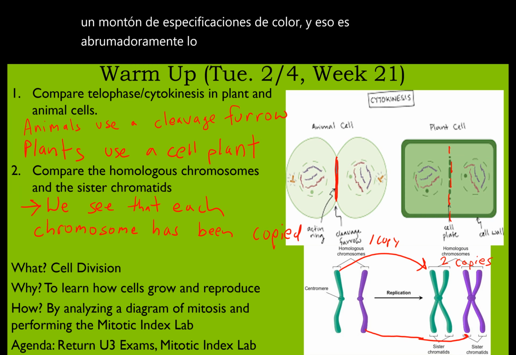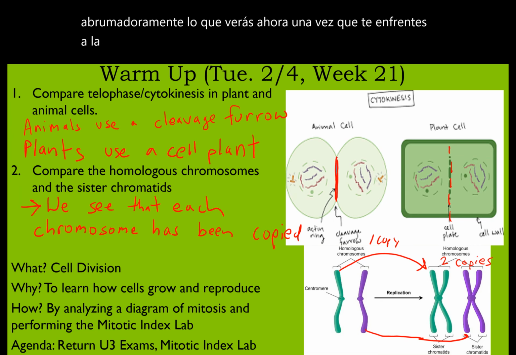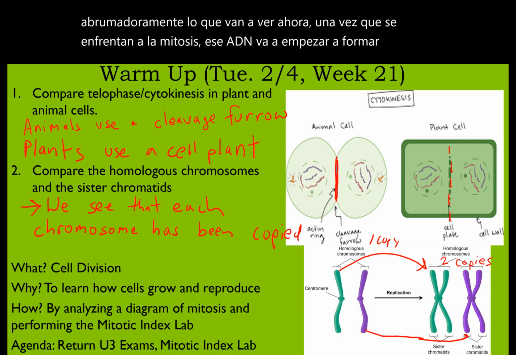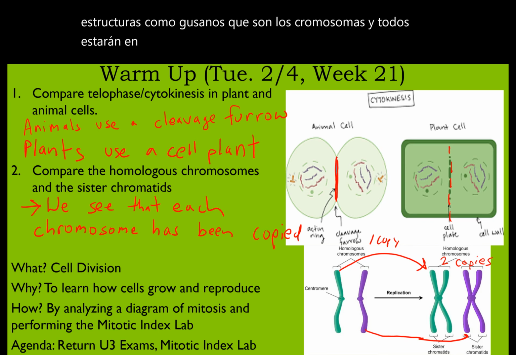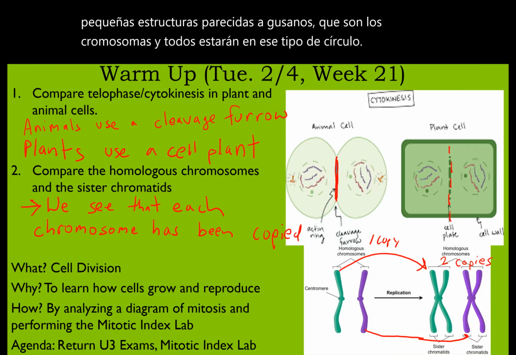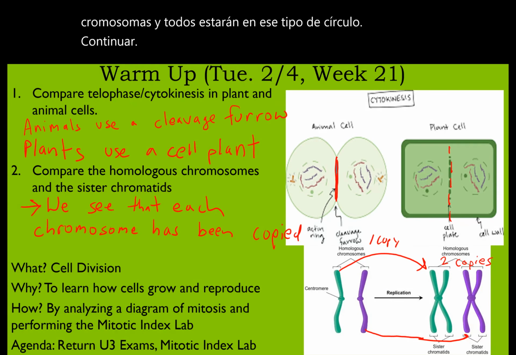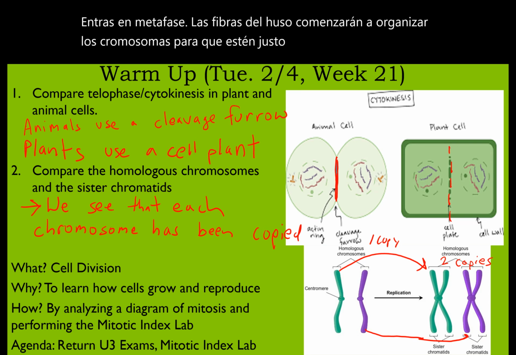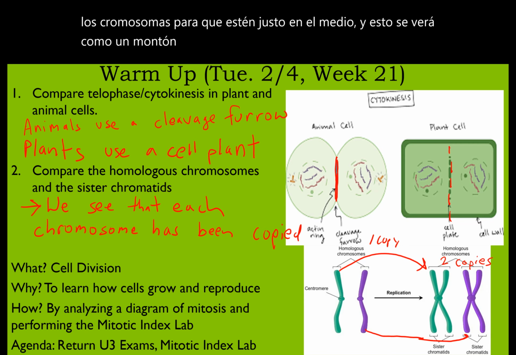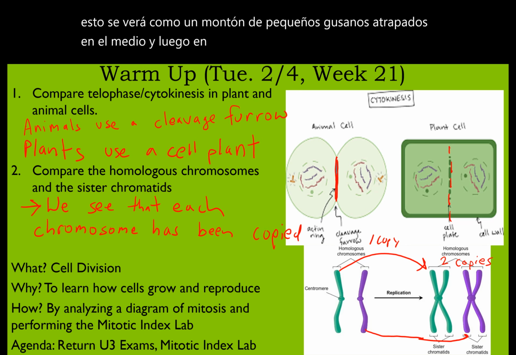Now, once you get into the phase of mitosis, that DNA is going to start to form these little worm-like structures, which are the chromosomes. And they'll all be in that kind of circle starting prophase. Continuing, you get into metaphase. These spindle fibers will start organizing the chromosomes so they're right in the middle. This will look like a bunch of little worms stuck in the middle. Then you'll see they start separating themselves.